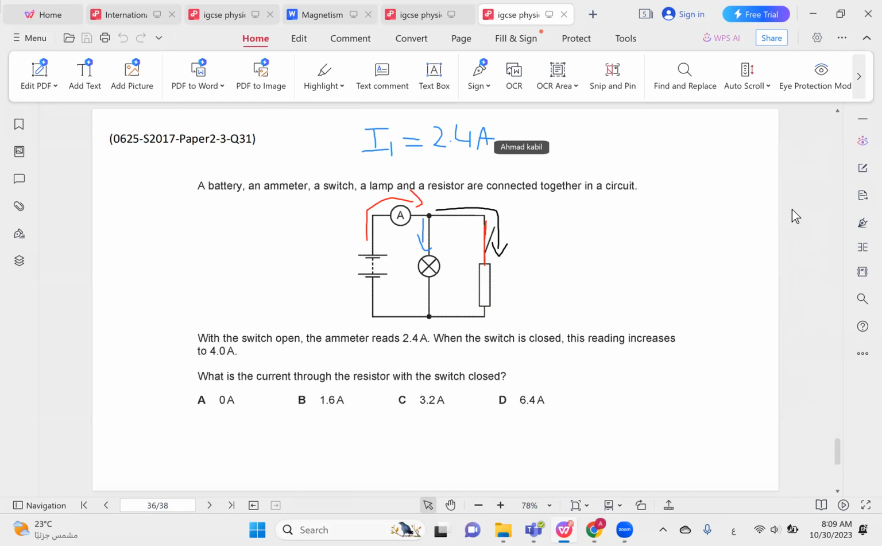Why is that the case? Because the voltage is the same and the resistance is the same. So I1 is still 2.4. And now they tell us that the main current I is equal to 4. And they want the current through the resistor. They want this current here, I2. So how do I get that? I just simply subtract these two together. I just do 4 minus 2.4. And the correct answer would be choice B, 1.6 amperes.